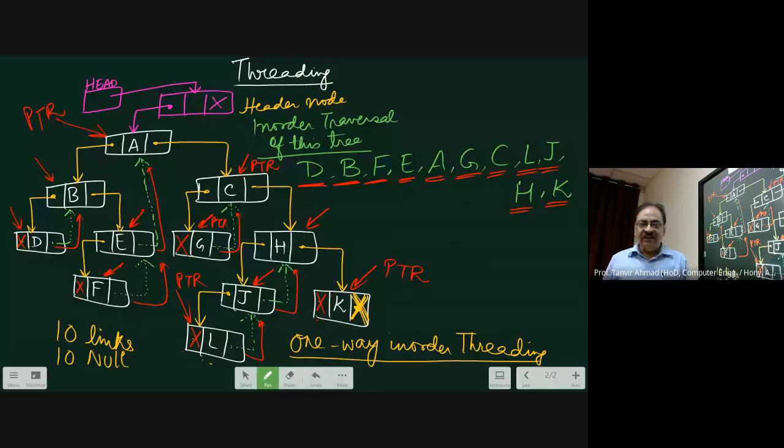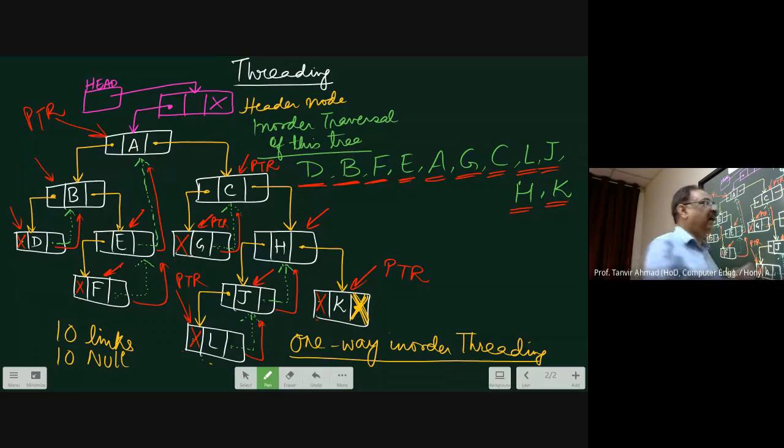Now in that case, it means that without using a stack, I can perform a traversal, and you are saving the entire space of maintaining a stack. Is it clear to all of you? Now, one thing is important. How will you differentiate a thread from a link?